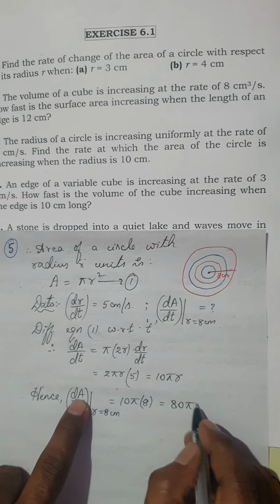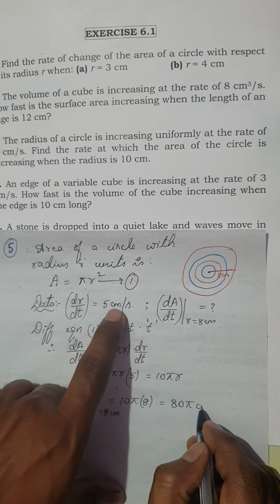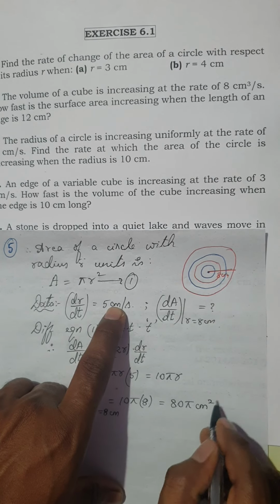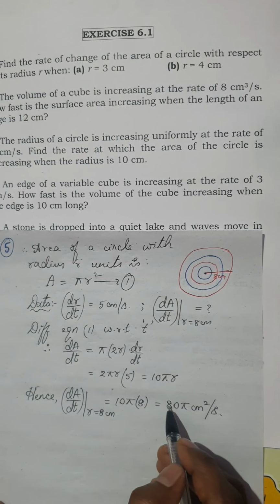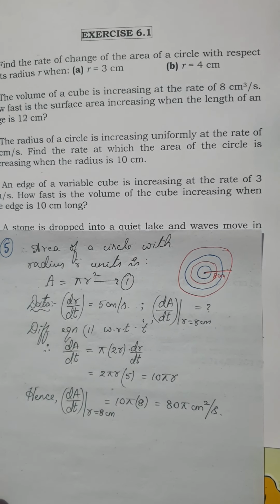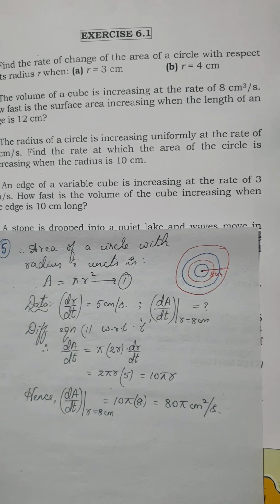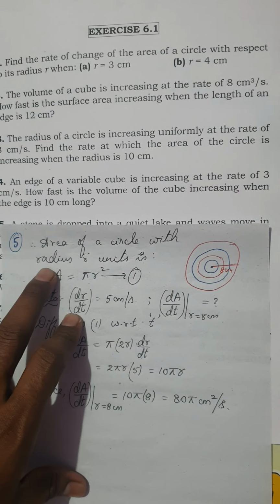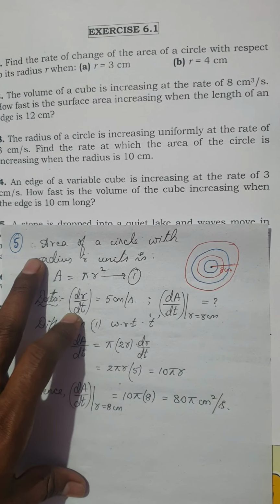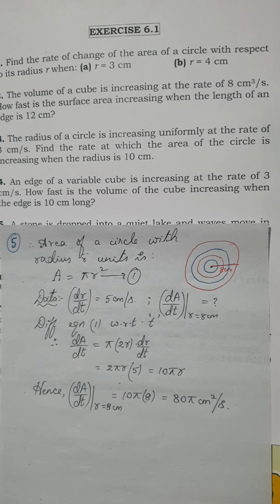What is the unit of area? Area is unit square. Here the unit given is centimeter, so centimeter square per unit of time, which is second, because here it is given in terms of second. So this is the required solution for the above question. These are very simple procedures. Only thing is you should have a clear idea of the given question. We will move on to the next question in the exercise.